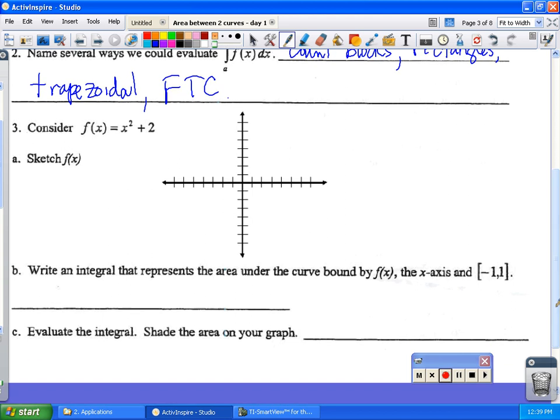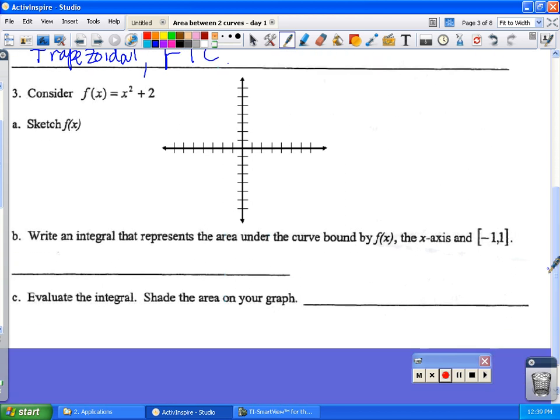Alright, let's think about what we're going to do today. We're going to start with something that we already know how to do. We have a parabola here, f of x is equal to x squared plus 2. So if I sketch the parabola, x squared plus 2, it would look something like that. Not a beautiful curve, but you get the idea. Write an integral that represents the area under the curve bound by the x-axis and the interval -1 to 1. So here's -1 right here, and I'm going to bound that off, and here's 1, and here's the x-axis. So what I'm trying to figure out is the area of this region.